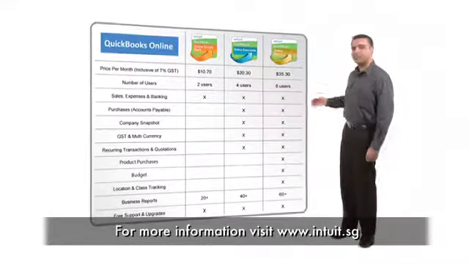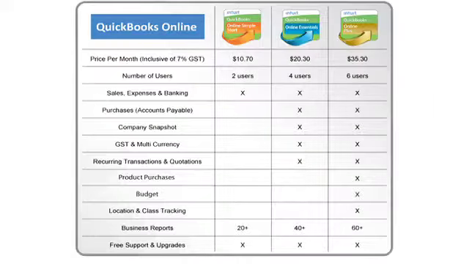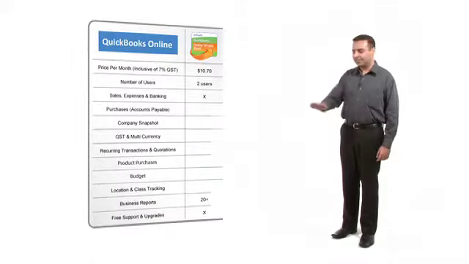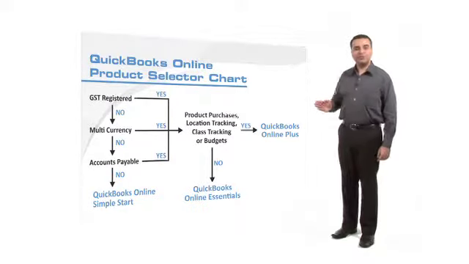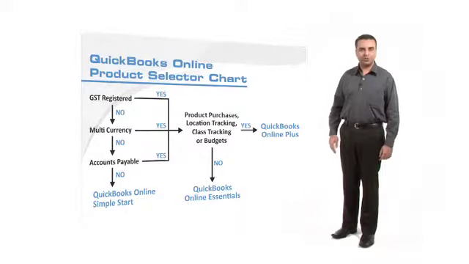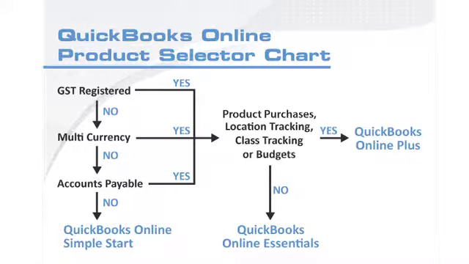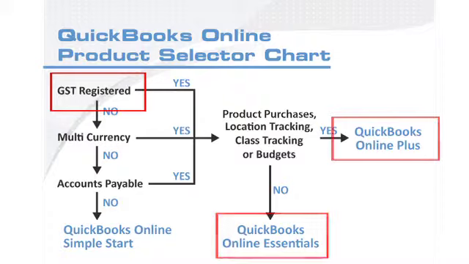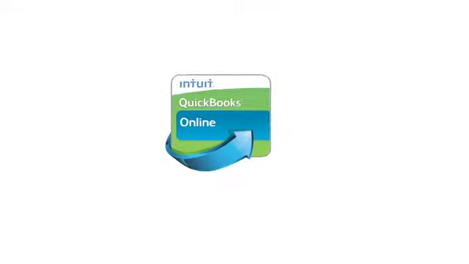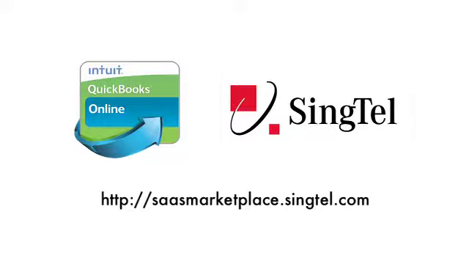This chart shows you the differences between the 3 products. The products are differentiated by the price, number of user licenses, and features such as budgets. And this chart will help you to determine which is the right product for you to use depending on the needs of your business. For example, if you're GST registered, you will need to use either Essentials or Plus. QuickBooks Online is offered for sale by Singtel and is accessed through the Singtel My Business portal.